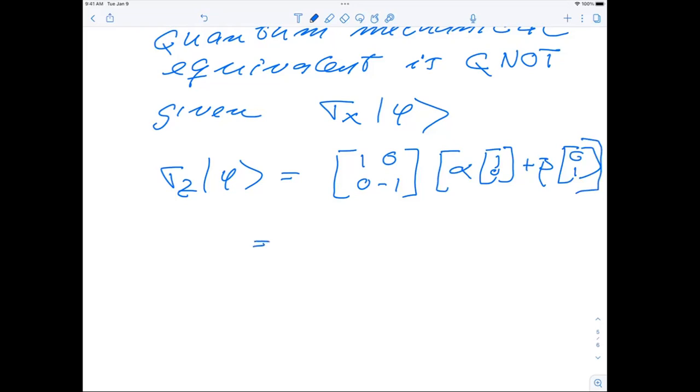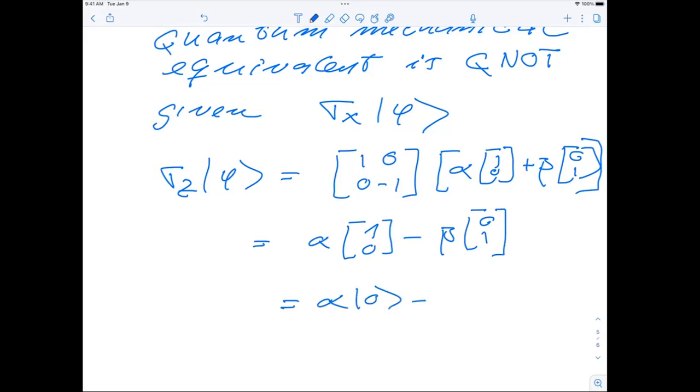If I do that, what we're going to see then is the following. I will get a new state which has an alpha, but then I'm going to get 1, 0. But now I get a minus sign here of beta 0, 1. And I would rewrite this as an alpha. So nothing happened with the 0 bit, but then I change the sign.